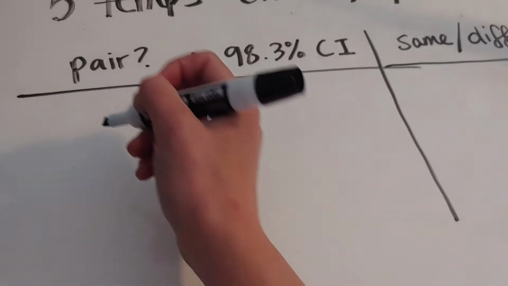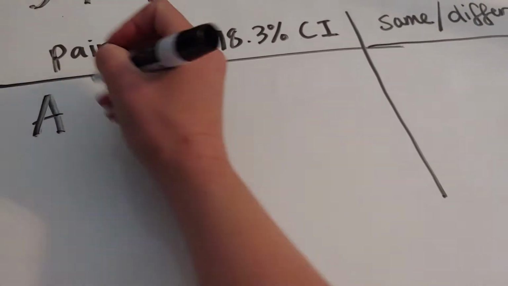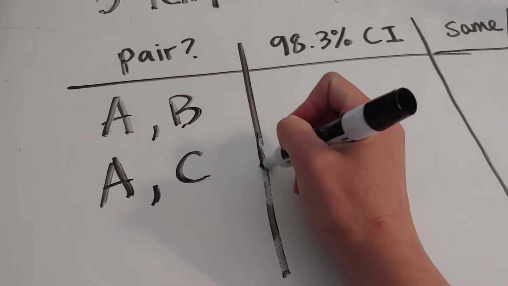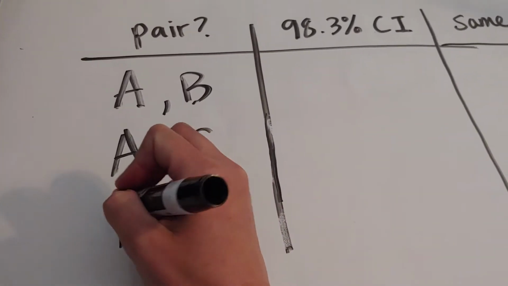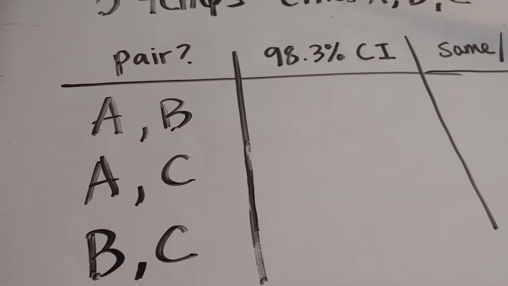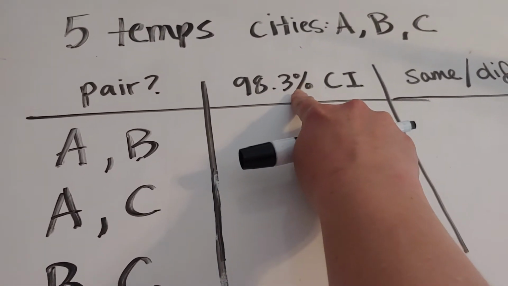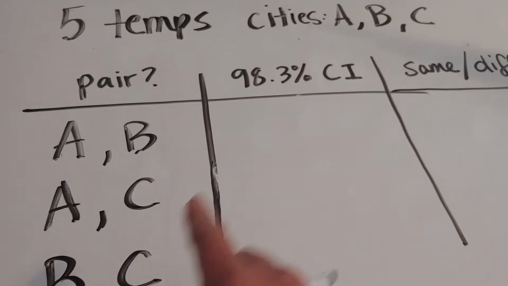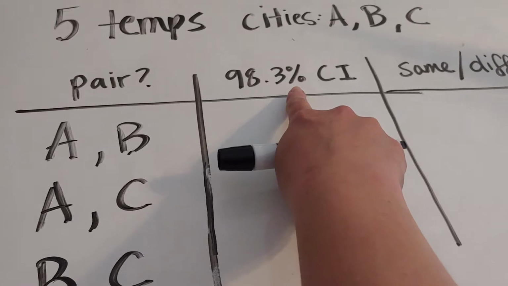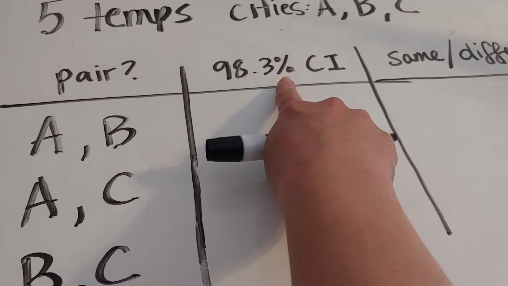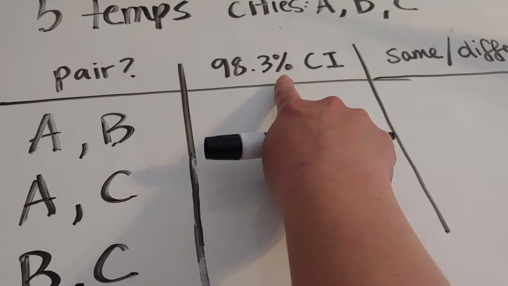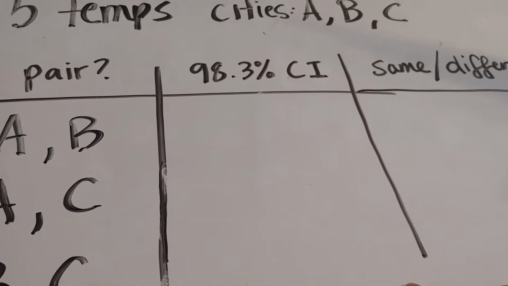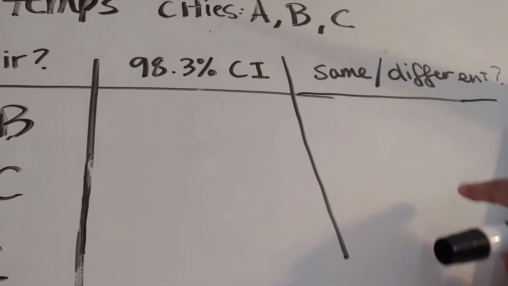We are going to compare A and B. Then we're going to compare A and C, and then I'm going to compare B and C. In StatCrunch, I'm going to use a 98.3% confidence interval for my 2 samples of A and B, and then A and C, and then B and C. The reason why it's 98.3% is because of the previous video about the Bonferroni correction, to have an overall error of 5%. Awesome. Based on these confidence intervals, I'm going to see if I capture 0 or if I don't capture 0. If I capture 0, it means that they're the same. If I don't, it means they're different.